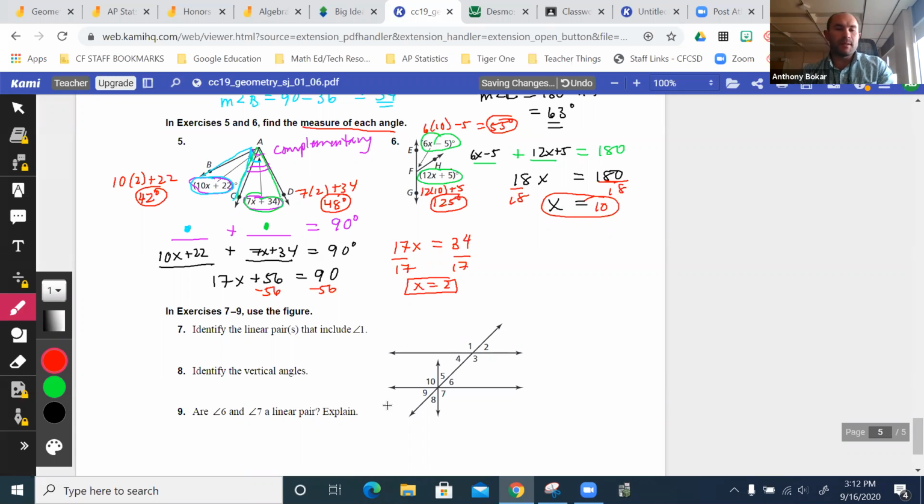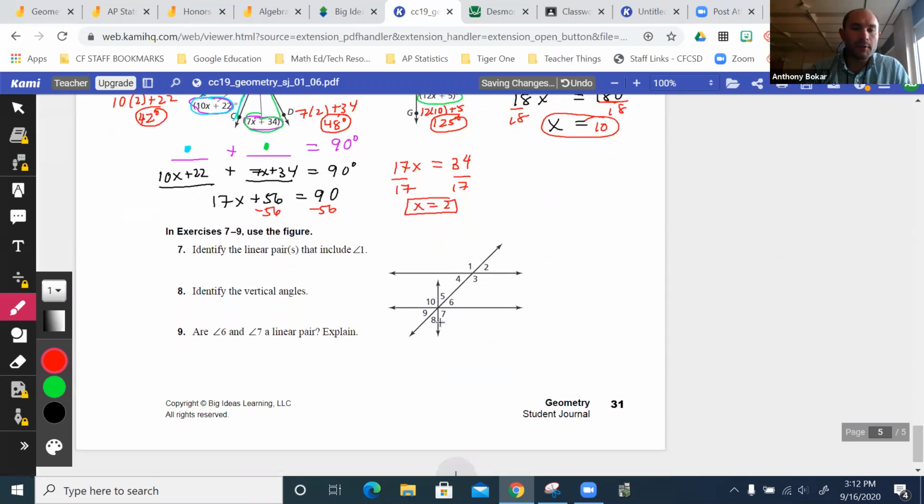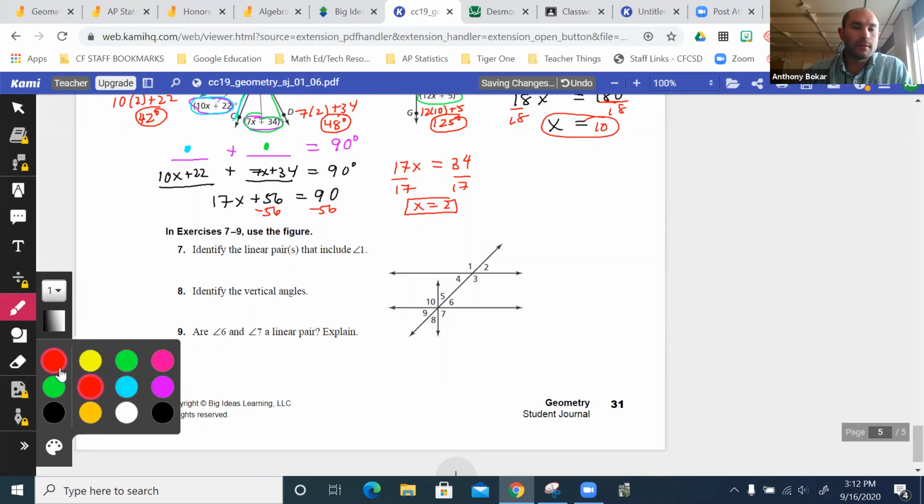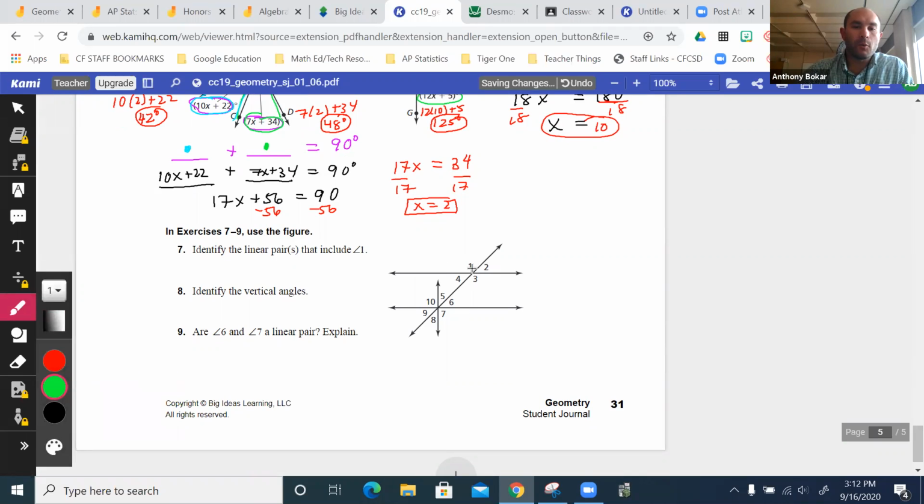And then finally, identify the linear pairs that include angle 1. Here's angle 1, which would make a line with which ones? Linear pair. So 1 and 4 make a line, and 1 and 2 make a line.